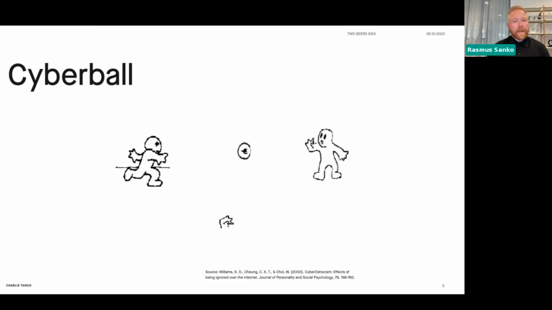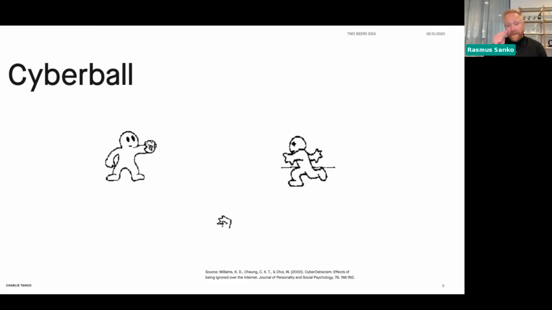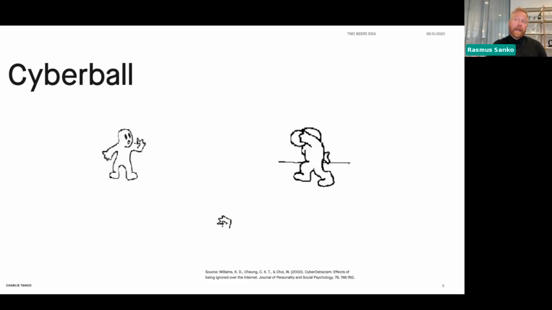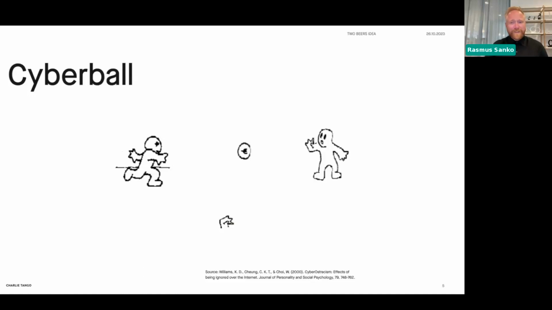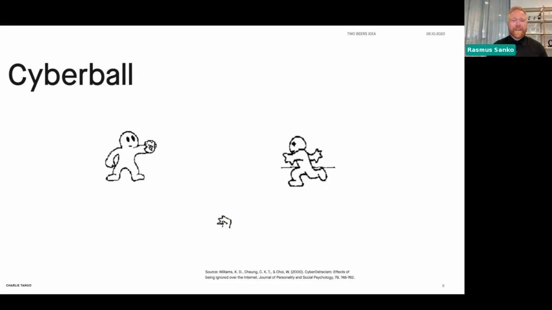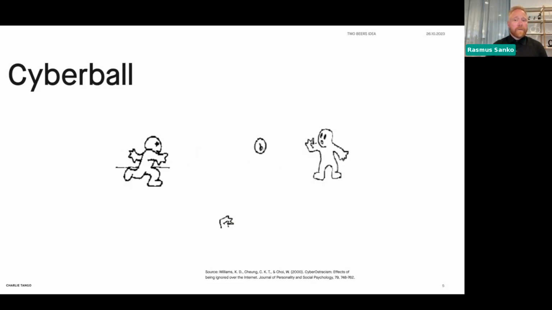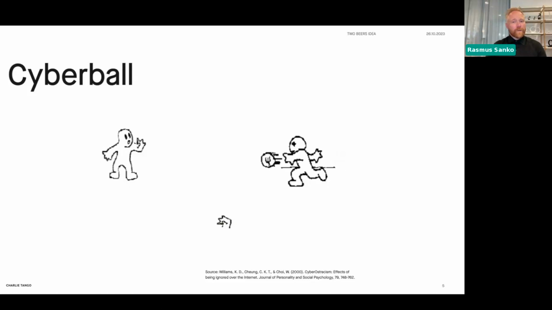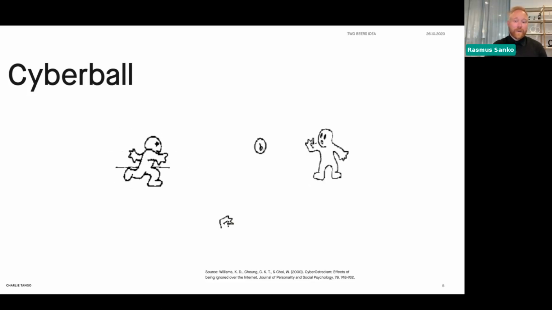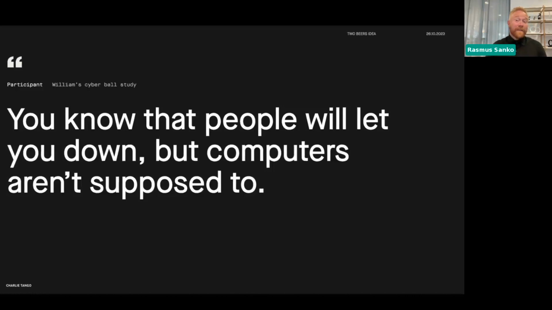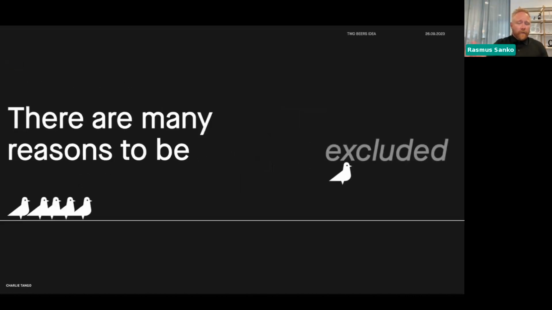And the interesting thing is that they were absolutely able to replicate the same emotion, even with an extraordinarily low number of tosses in the actual time spent playing together as three. Just a couple of tosses were enough to spark that feeling of ostracism and being left out. And when people were told that they were not playing against live people, it was a computer simulation, they were actually even more disappointed. This is a quote from one of the test subjects: people will let you down, but computers aren't supposed to. But obviously we know that they do.